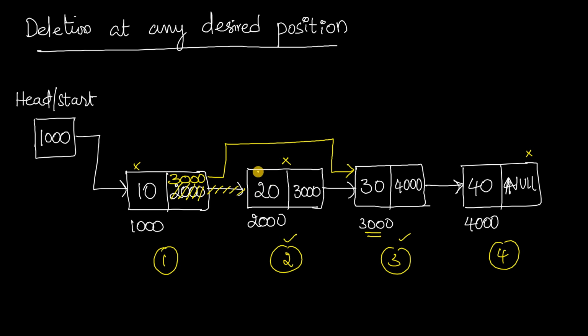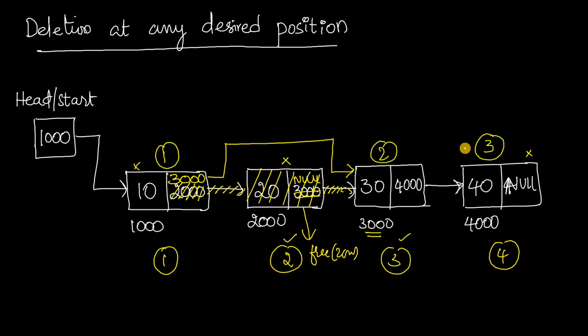Thereby this second node will be deleted from the list, and you can release the memory allocated to this second node by using the free function, free of 2000, right? Before that, remove the 3000 here and write null, thereby this link also will be removed. Now this will be the first node, this will become the second node, and this will become the third and the last node. Okay, so this is how we can delete a node at any desired position, right?